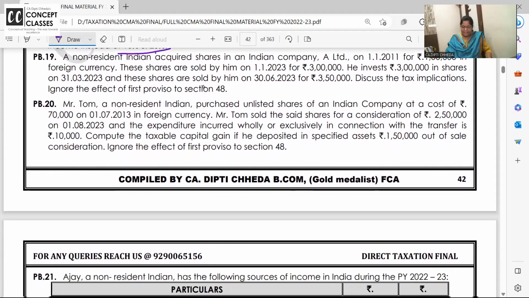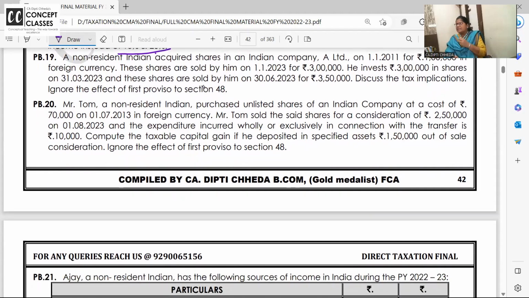Let's solve the problems for this. Problem 19 we are doing now in class. 19th and 20th, there are two.